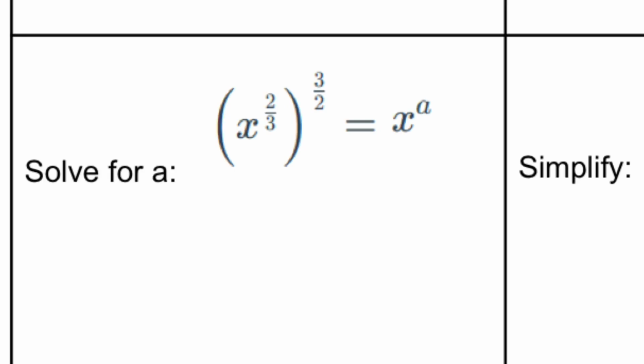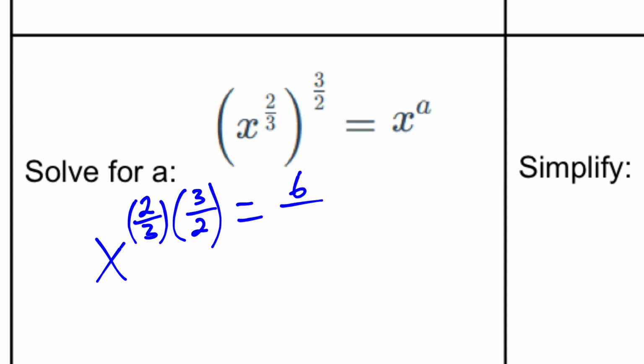The next one is power to a power. So this is x to the 2/3 times 3/2. Well, you might notice that if you multiply across the top, you get 6, and across the bottom, you also get 6. So this is x to the 1. So a is equal to 1.